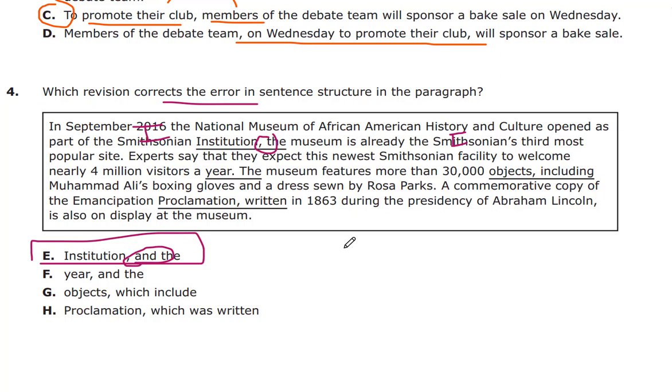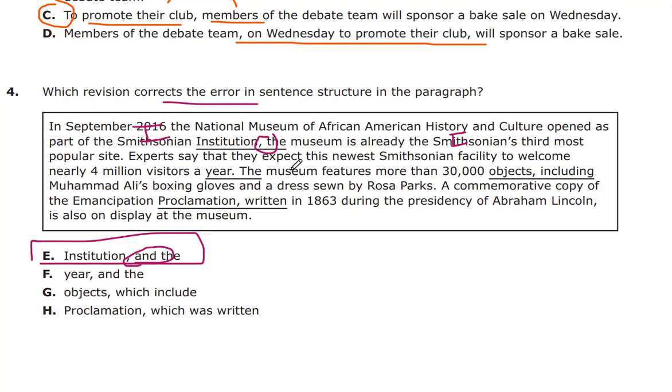Remember, there are three ways to combine independent clauses. They are, number one, put a period. Number two, a semicolon if the sentences are related. And number three, a comma with one of my coordinating conjunctions, a FANBOYS: for, and, nor, but, or, yet, so. So I need the comma and in between. That is the correction to this sentence. So that means the other ones are correct, at least the sentences are. They're not going to be our answer. The answer for 4 is E.